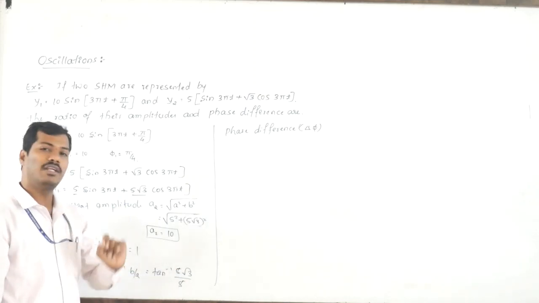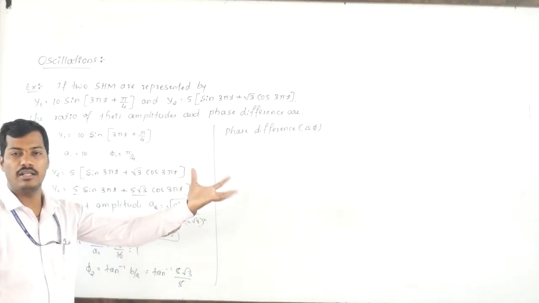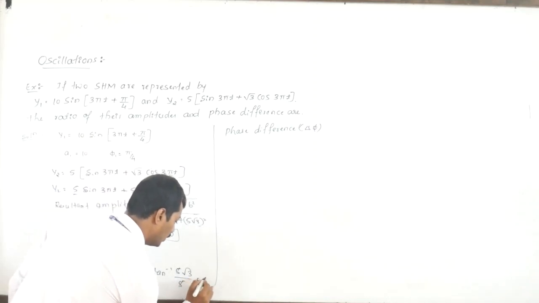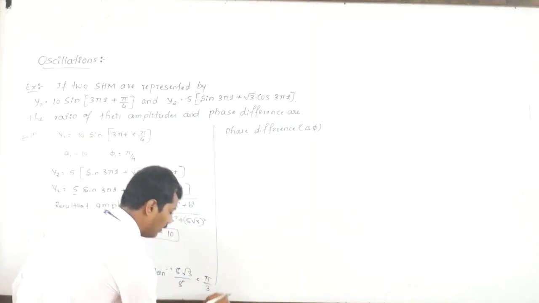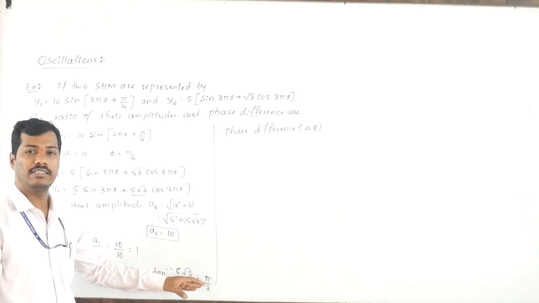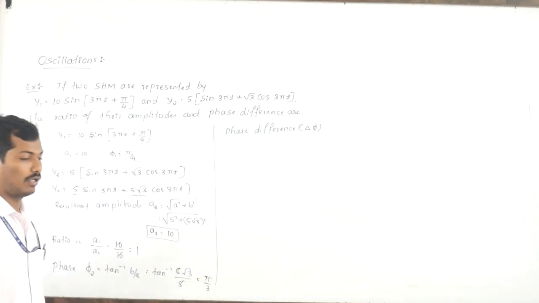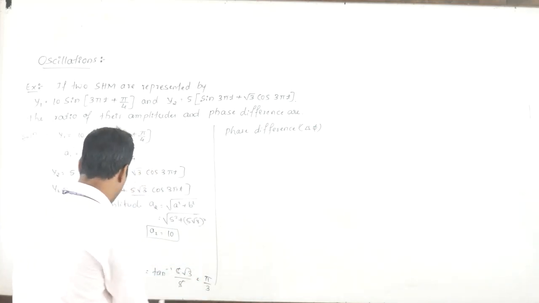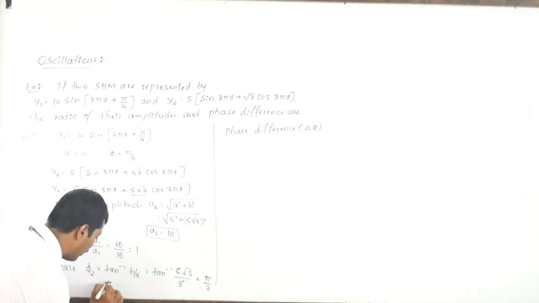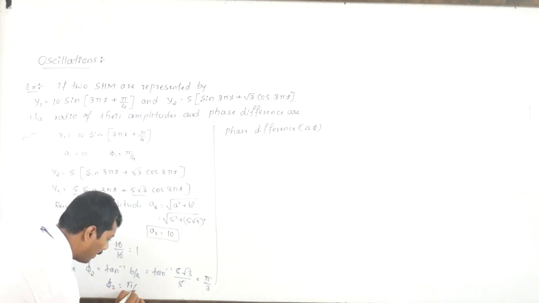Tan inverse of root 3 is nothing but what? Pi by 3, because pi by 3 is nothing but 60 degrees, and tan 60 is equal to root 3. Then phi 2 is equal to pi by 3.